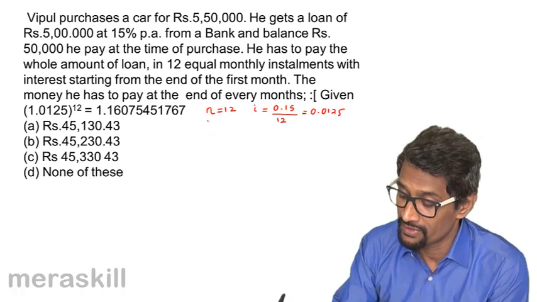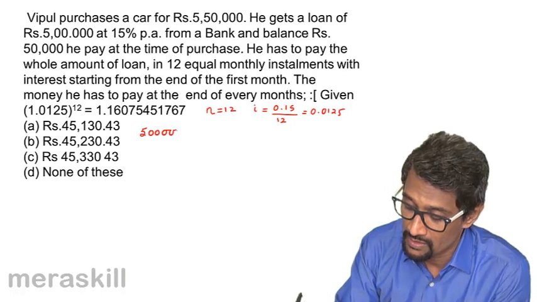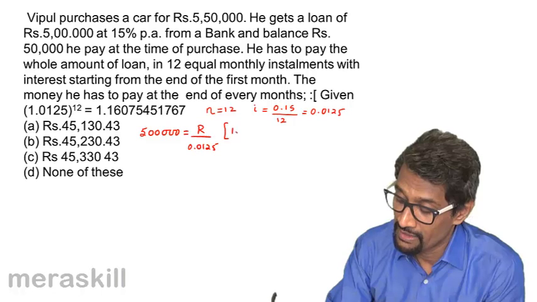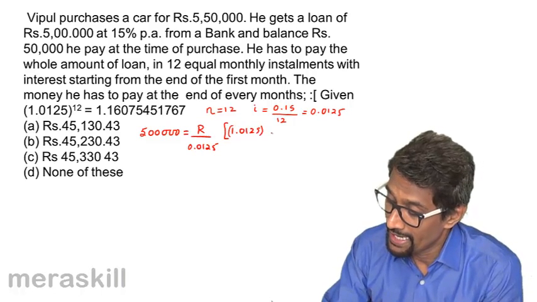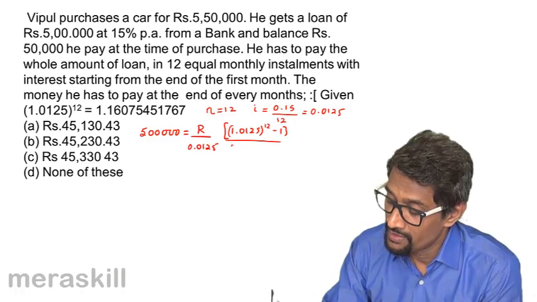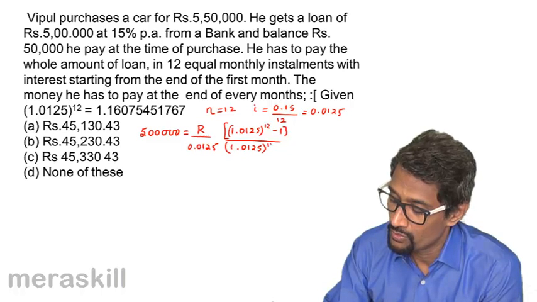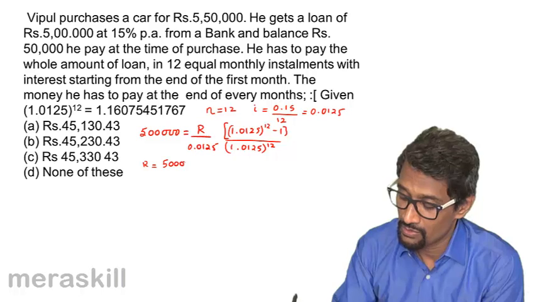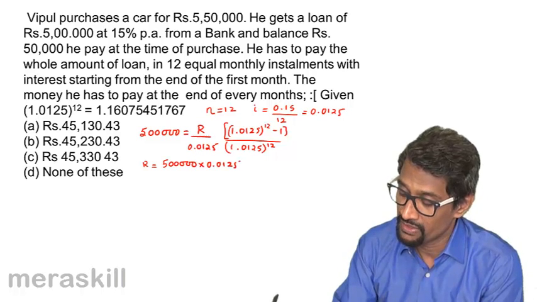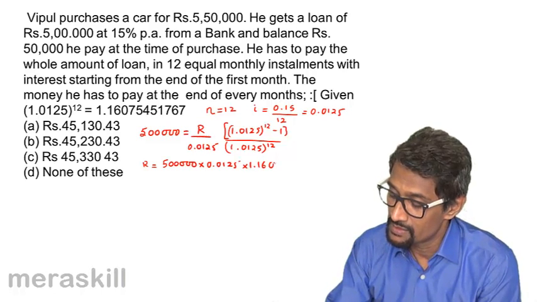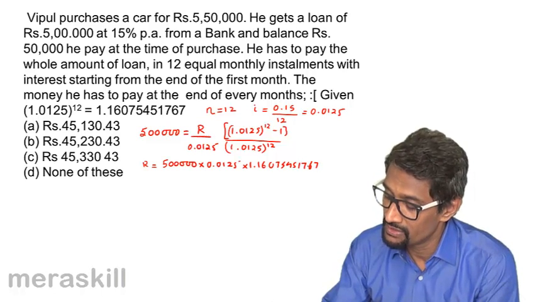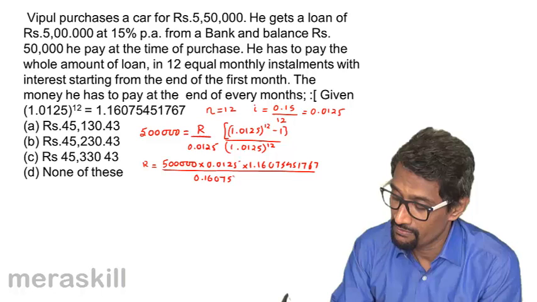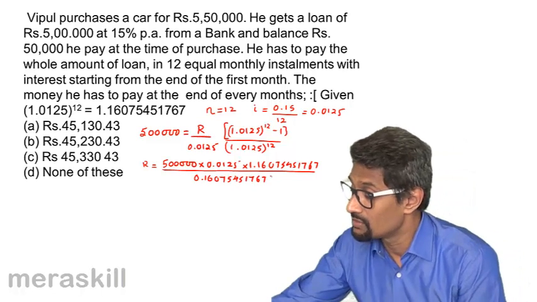So he takes a loan of 500,000. So P, which is 500,000, is equal to R upon i, which is 0.0125, into 1 plus i, 1.0125 raised to n, that is 12, minus 1, divided by 1.0125 raised to 12. Now since the value has been given, R will turn out to be 500,000 into 0.0125 into this, which has been given as 1.160754517767, divided by 1.1607, which turns out to be 0.160754517767. Let's see what we get here.